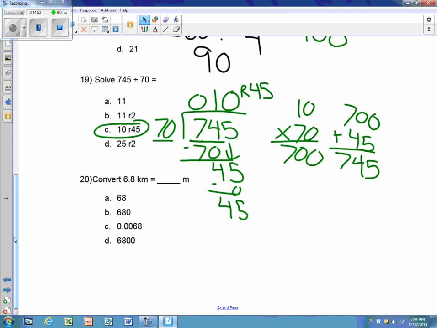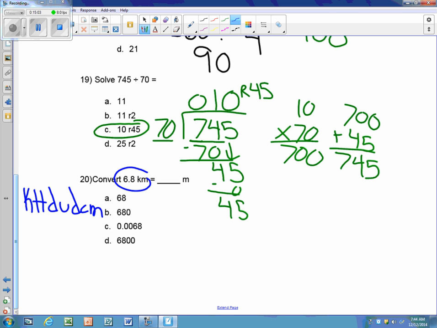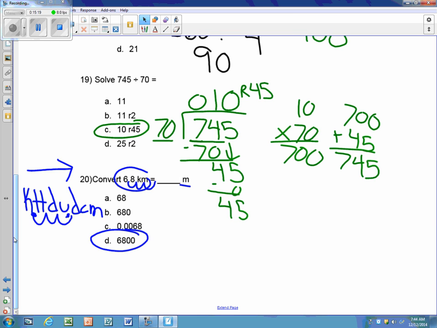And the last one is to convert. Whenever I have to convert, I remember King Henry doesn't usually drink chocolate milk. And we're going from kilometers to meters. So we're going from kilometers to meters. We're going to the right. We're jumping 1, 2, 3. So we jump 1, 2, 3, which makes 6,800. So my answer would be D. And that's my end of module review.